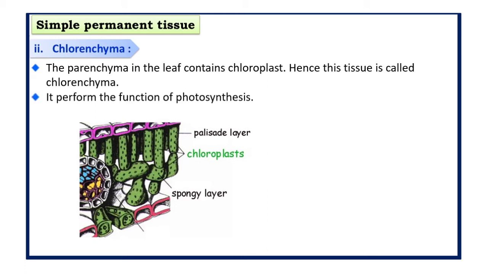It performs the function of photosynthesis. We know chloroplast is essential for carrying out photosynthesis. It has a pigment called chlorophyll which helps to trap the sun's energy. So the parenchyma cells having chloroplast are termed chlorenchyma, and they perform the function of photosynthesis.